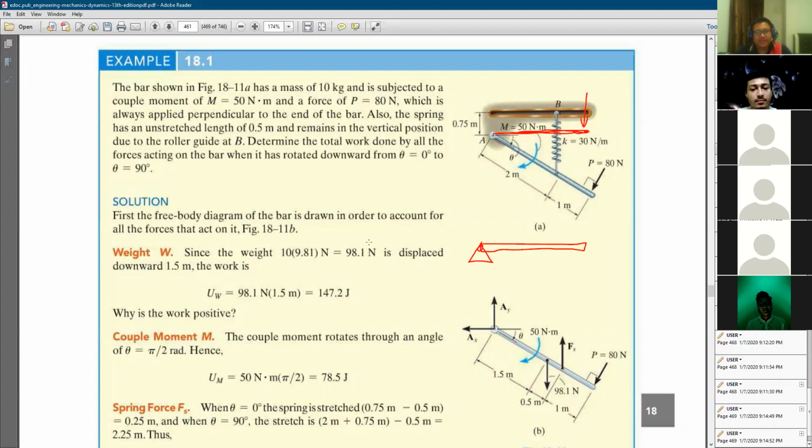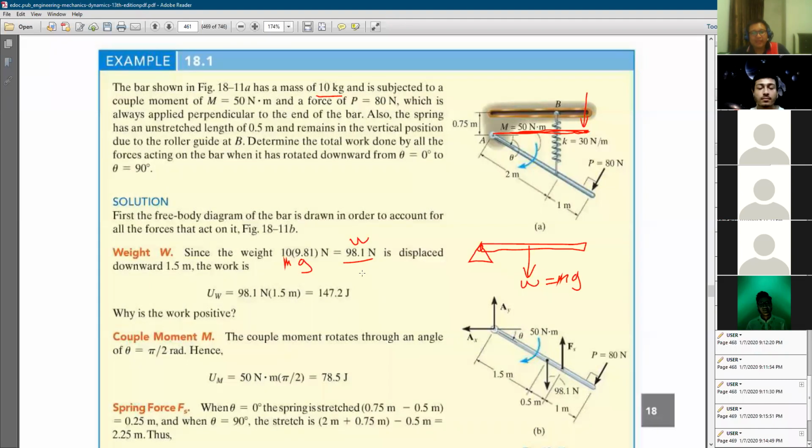First, we know that this bar has a mass of 10 kg. If the shape is uniform, or the shape is the same, then we can say that the center of mass should be at the center. The weight should be here, at the center. W equal to m g. So this is our m, this is g, so this is our weight.